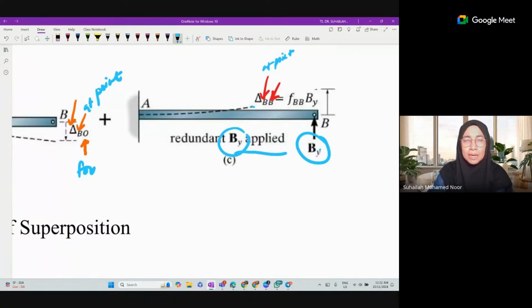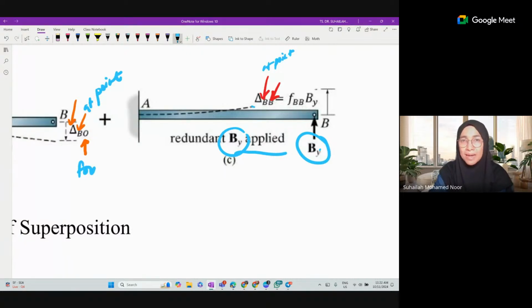Redundant BY applied. So delta BB is the deflection at position B for redundant BY applied. But we cannot analyze this cantilever beam subjected to BY, right? We cannot analyze this beam subjected to BY because BY is the unknown.